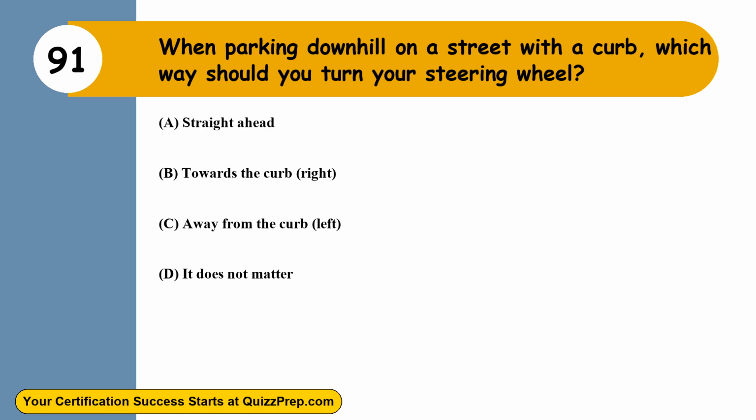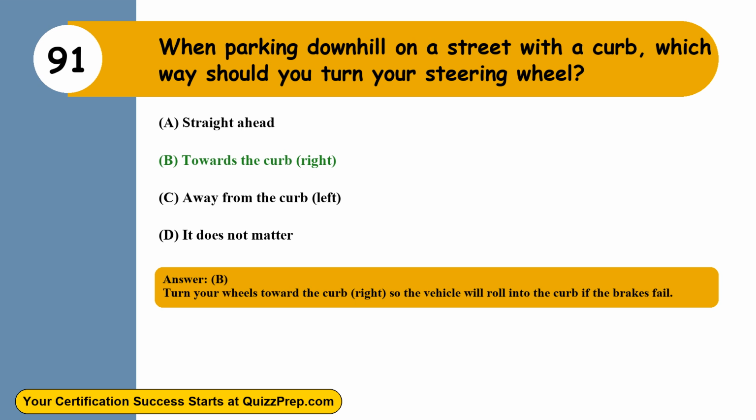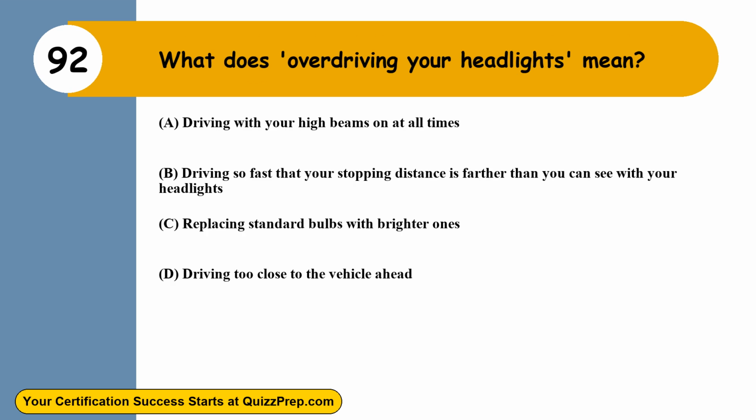Option D, it does not matter. The correct answer is option B. Towards the curb, right. Turn your wheels toward the curb, right, so the vehicle will roll into the curb if the brakes fail.